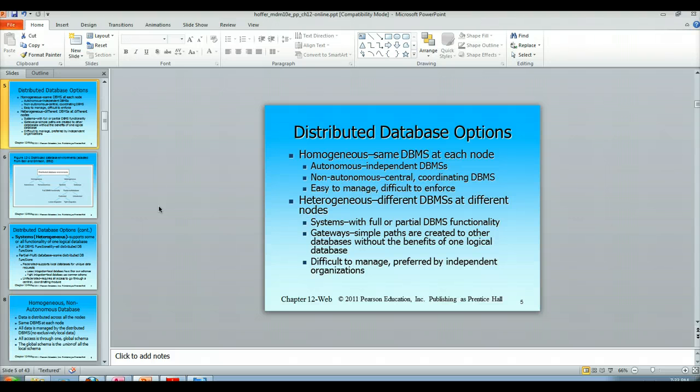You can set up gateways, which are simple paths created for the database. And again, in this case, you don't have the benefit of that one logical database. These become difficult to manage because they're heterogeneous. They're all different kinds, all different configurations out there. But if you have independent organizations, for instance, as a result of a major merger, but the two merged entities still have some independence from one another, here's your environment.